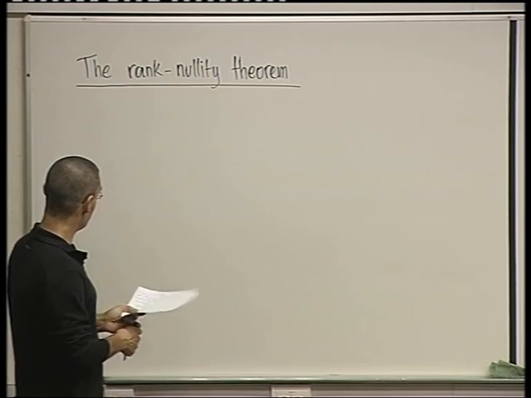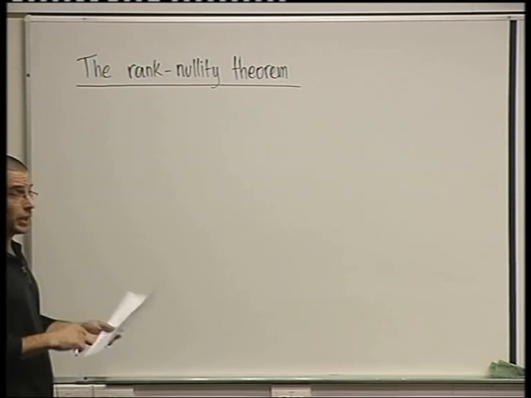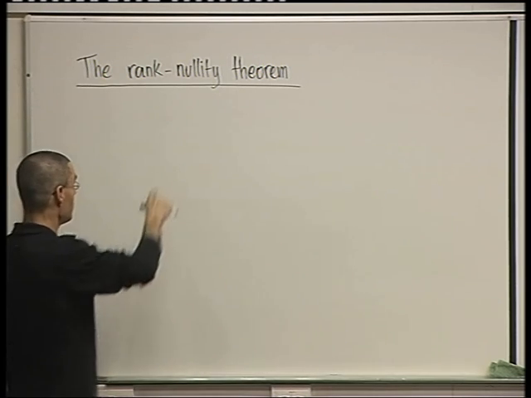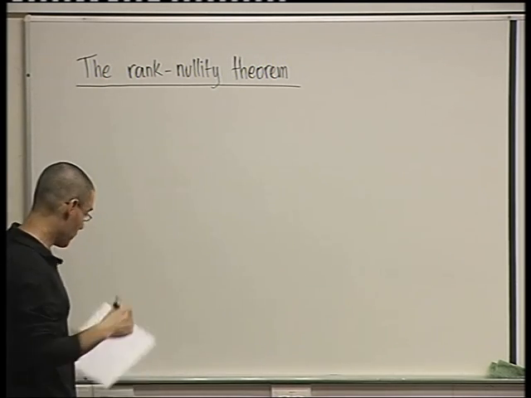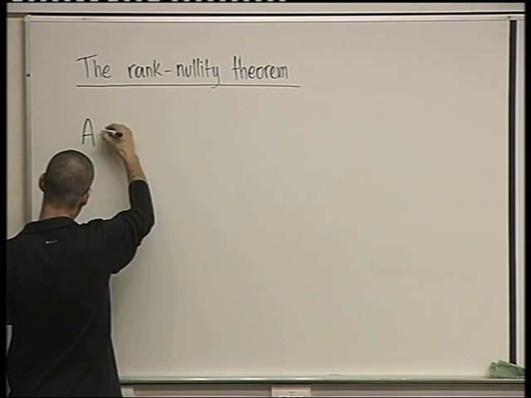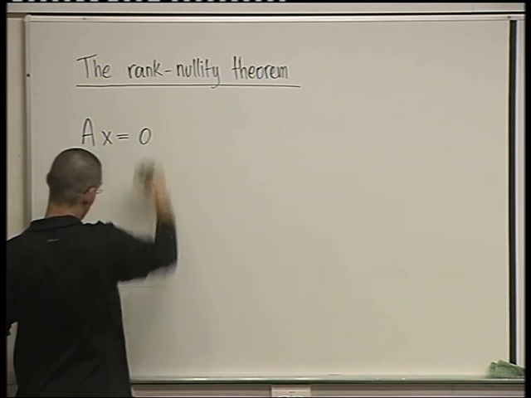The topic of this lesson is called the rank-nullity theorem. I need to define a few things, in particular, what is this word nullity? So here's the context. Suppose AX equals 0.